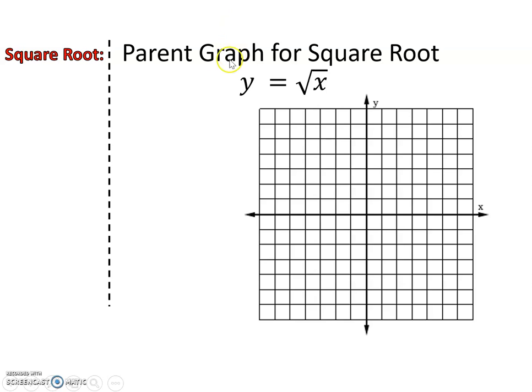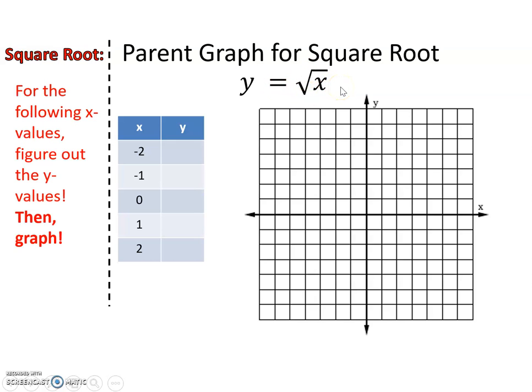Our next graph is the parent graph for a square root function. So we have y equals the square root of x. Let's use a table. Well, let's plug in some values and see what we get. If I plug in -2 for a square root, we get nothing. It is undefined. We cannot have the square root of negative values. So that's why we just put a little dash line there. You can also write undefined if you'd like, but there is no value.